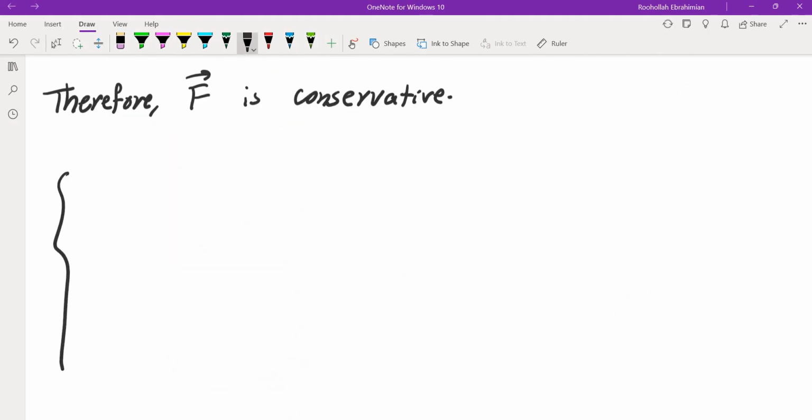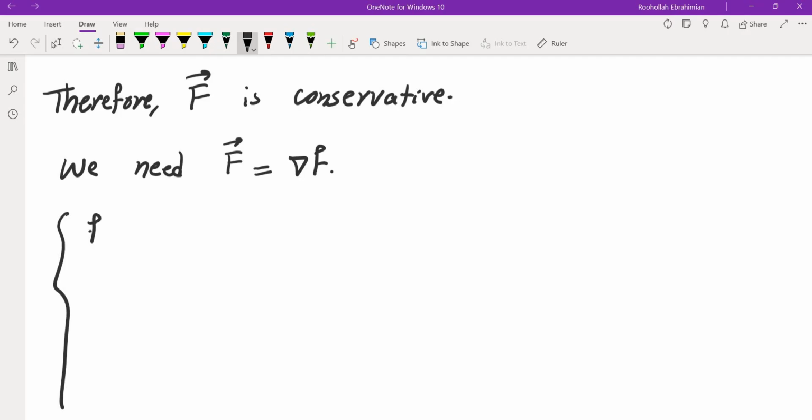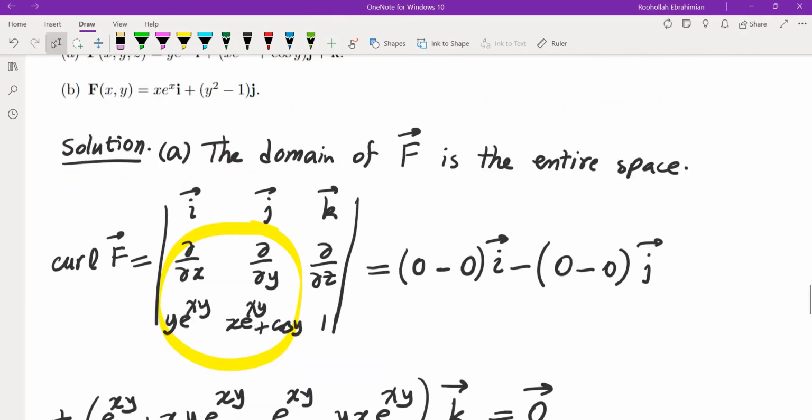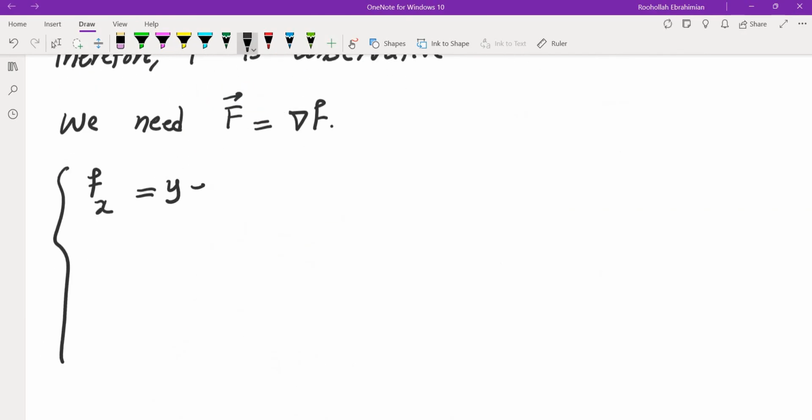So for a potential function, we need capital F to be the gradient of f, which means the partial with respect to x would have to be the first component of capital F, which is y e to the xy. So this would have to be y e to the xy. The partial with respect to y would have to be x e to the xy plus cosine of y, and the partial with respect to z would have to be 1.